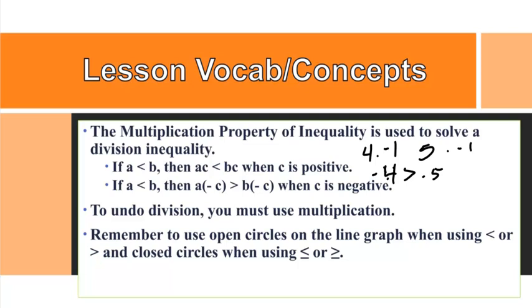Again, you undo the operations by using the inverse of what they're showing you. So undoing division, you use multiplication. And just a reminder, you use open circles on the line graph when using less than or greater than because the endpoint is not part of the solution. But if it's a closed circle, then you're going to use a closed circle for less than or equal to or greater than or equal to because the endpoint is part of the solution set.